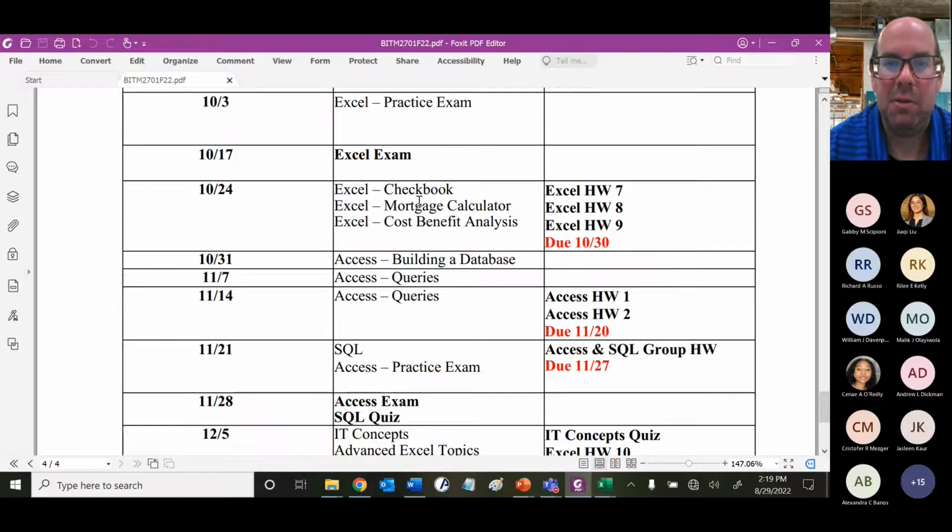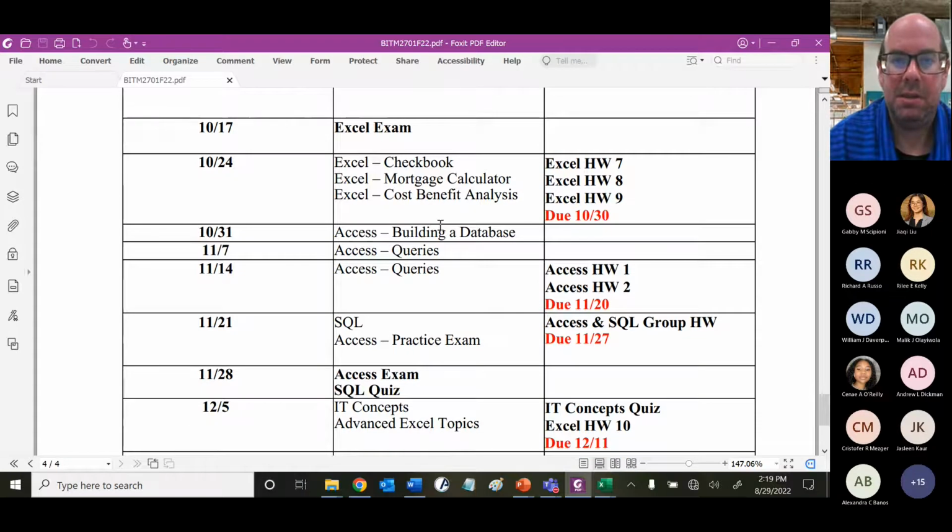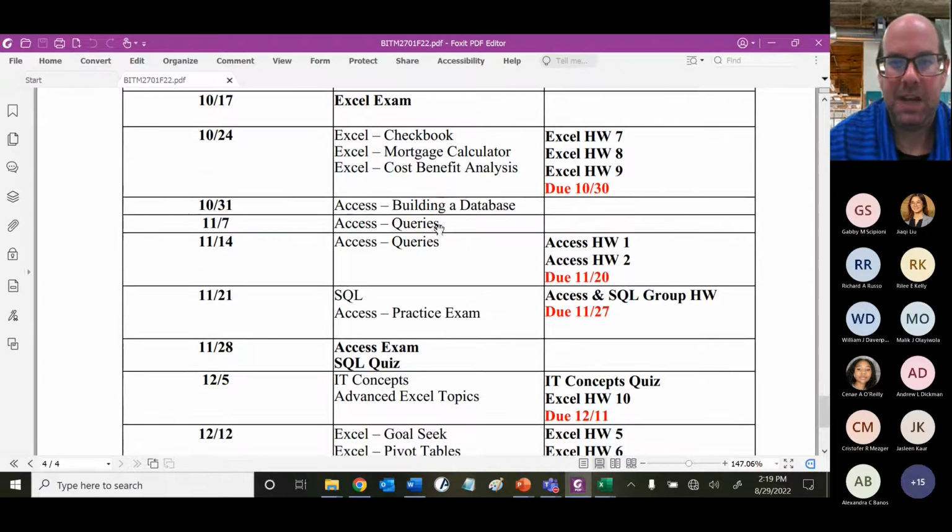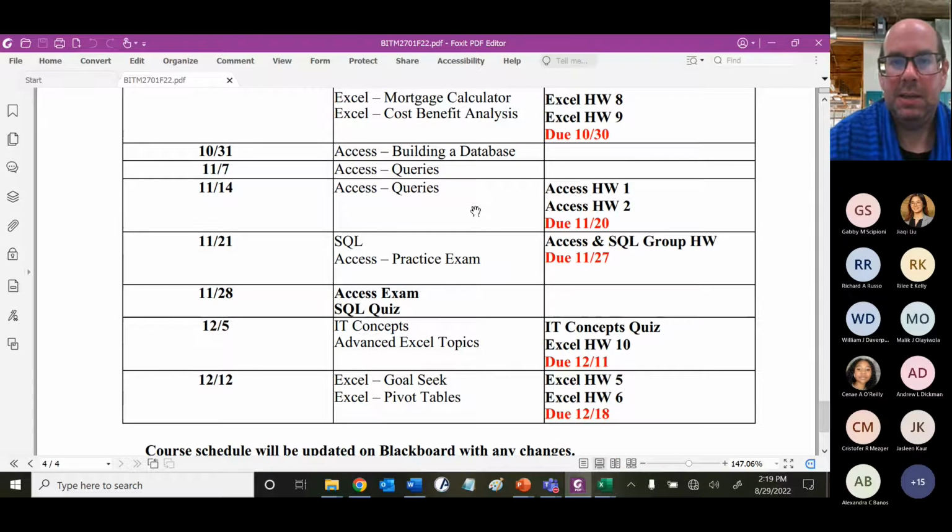Then after that Excel exam, we'll go through 3 simple Excel, quote unquote, assignments. We'll do them right in class. So the checkbook, the mortgage calculator, the cost benefit analysis, and each one of those are these homework assignments here. Again, you'll see it'll be due Sunday night. Then during the Access portion, there's only going to be 2 homework assignments that you have to do on your own. And then there's an Access and SQL group homework, which is basically like 5 homework assignments put together. You'll probably be in groups of 5 or 6 and do all that work together.